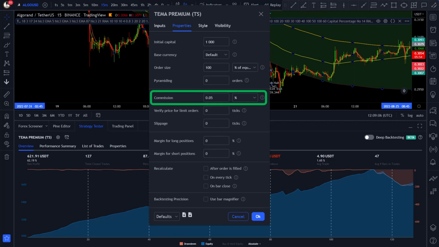All of these optimizations are using a 0.05% fee per trade, as that is the realistic fee rate used on Binance. Besides that, the scripts are using a $1,000 account balance. Without further ado, let's get right into it.